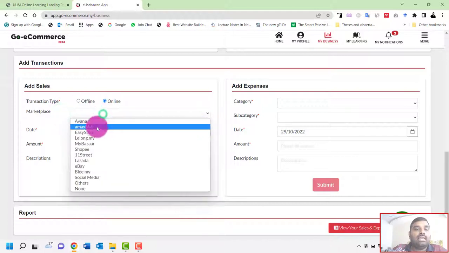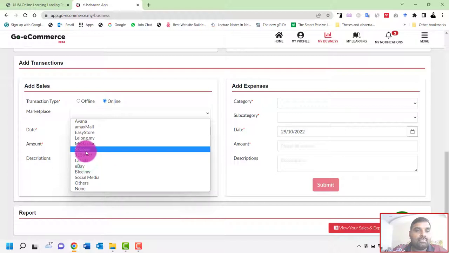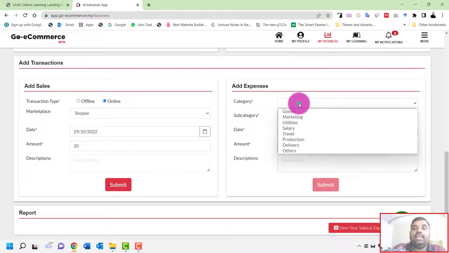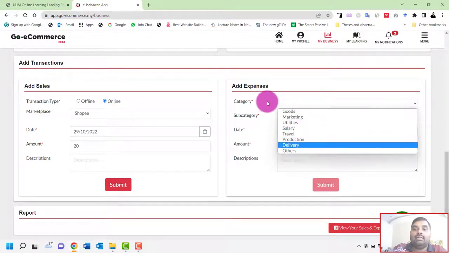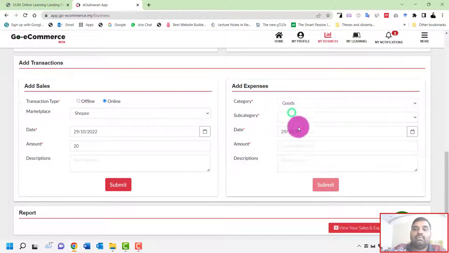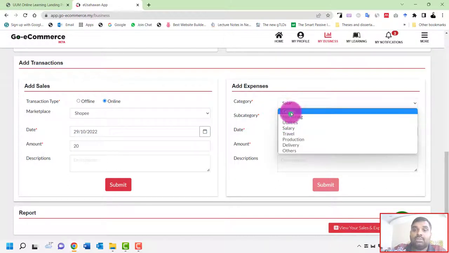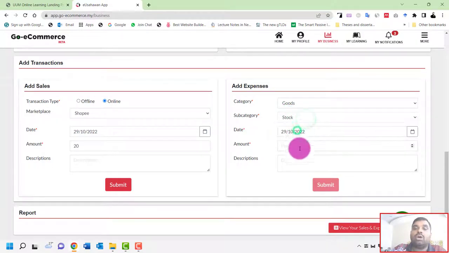Then you choose, let's say, Shopee. Then the amount of sales. Amount of sales means maybe your unit is 20 ringgit. Description you can type. And category product, maybe this one. Raw material, stock. If let's say salary, depends on you. For goods, let's say raw material or stock, normally stock. Maybe 15. So the system will deduct based on the sales and expenses, so it will create some calculation. Then you just submit. Very simple.